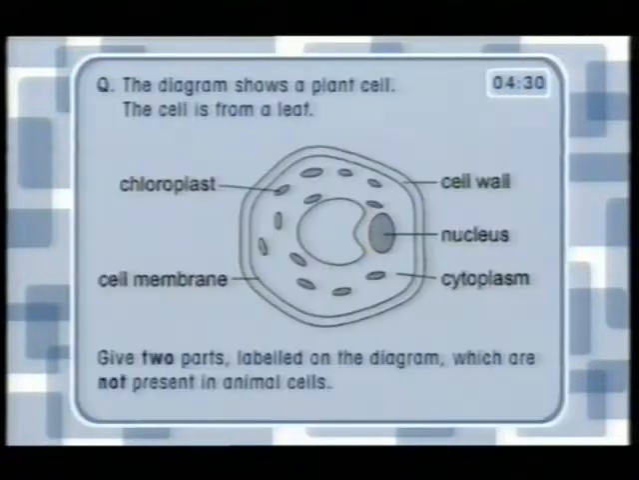Test yourself. The diagram shows a plant cell. The cell is from a leaf. Give two parts labelled on the diagram which are not present in animal cells.